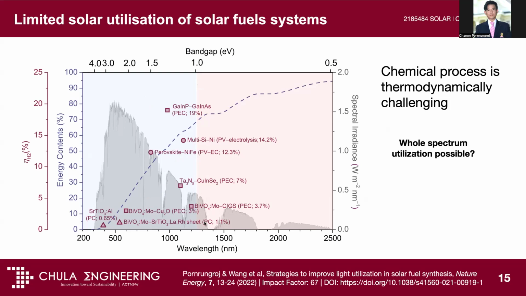So you see here, anything beyond 1300 is not being used. And this portion is infrared, right? The heat. Basically, the heat is normally thrown away by most of these solar conversion systems, right? So I leave the question in this slide: is whole solar spectrum utilization possible? Maybe not.